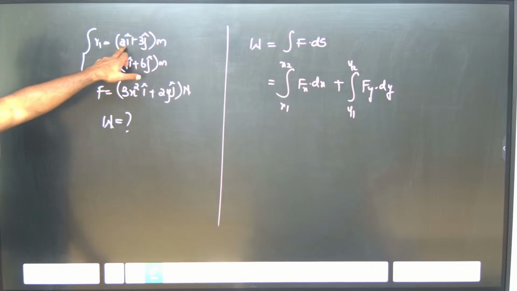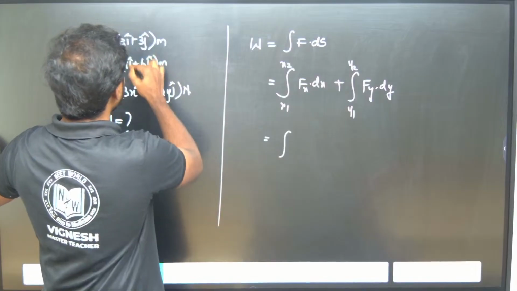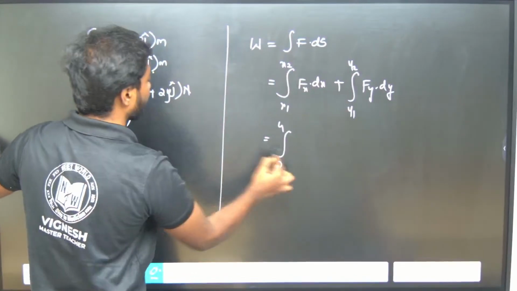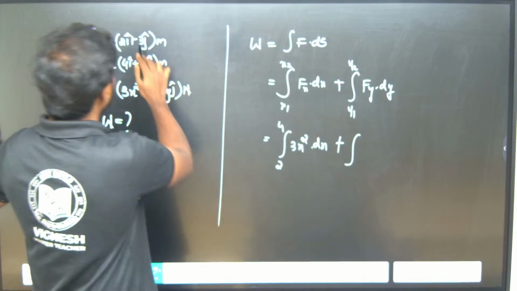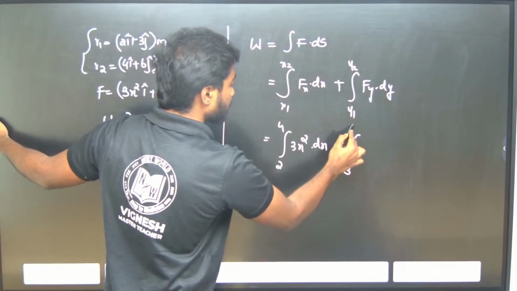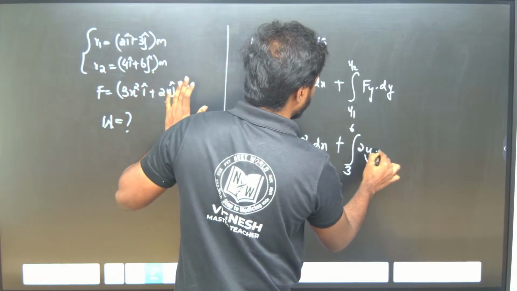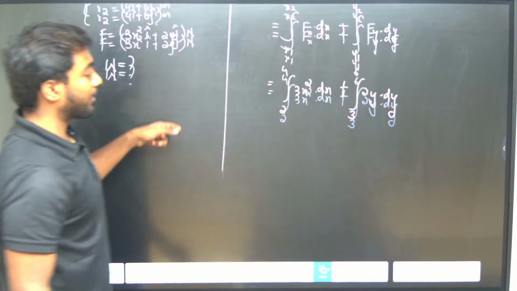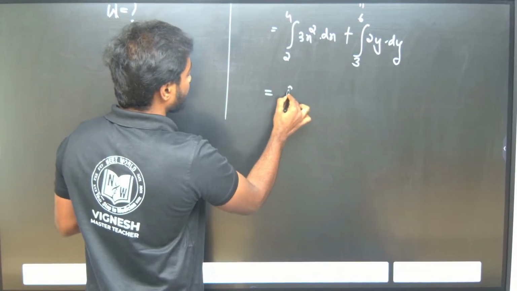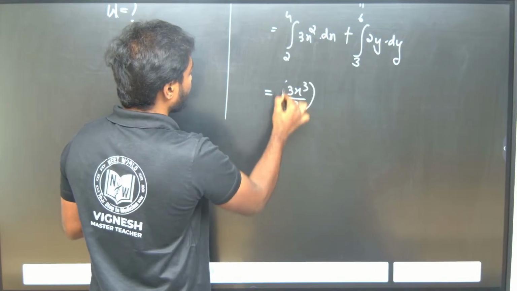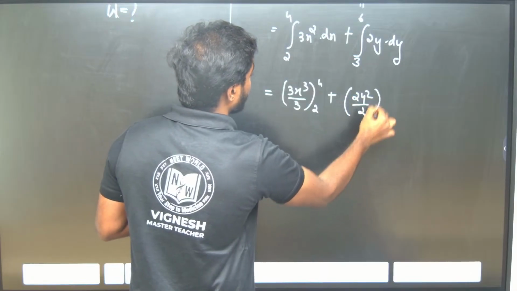Right, so the points are 2, 3, 4, 6. So let me write that. From 2 to 4, what is Fx? It is 3x square with respect to dx, plus the integral from 3 to 6 of 2y dy. That's it. So we have written the equation. Now only calculation is remaining. So what will I get? 3x cube by 3 from 2 to 4 plus 2y square by 2 from 3 to 6.